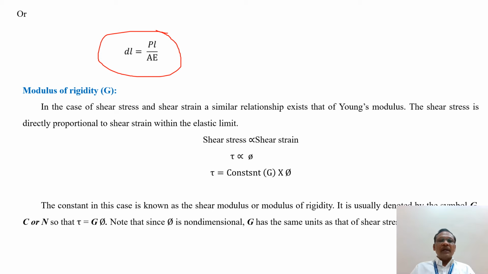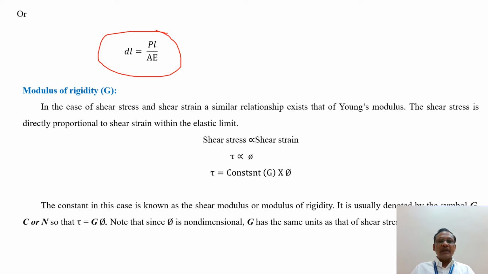Then the next part of this unit is modulus of rigidity. In the case of shear stress and shear strain, a similar relation exists to that of Young's modulus. The shear stress is directly proportional to the shear strain within the elastic limit. Mathematically, tau is directly proportional to phi, where tau is the shear stress and phi is the shear strain. Or shear stress is equal to a constant, denoted by capital J, into phi, where phi is the shear strain.